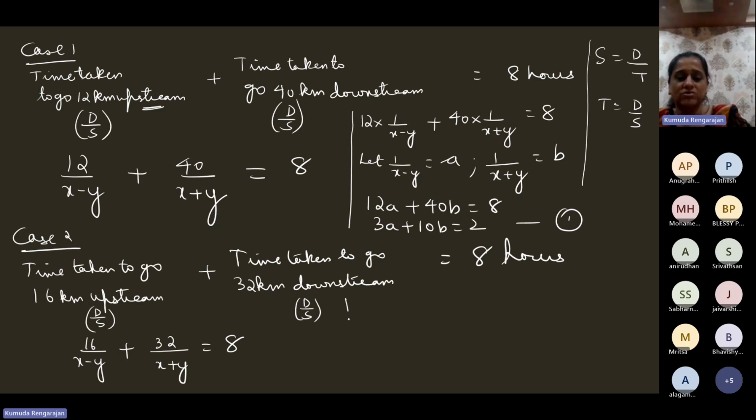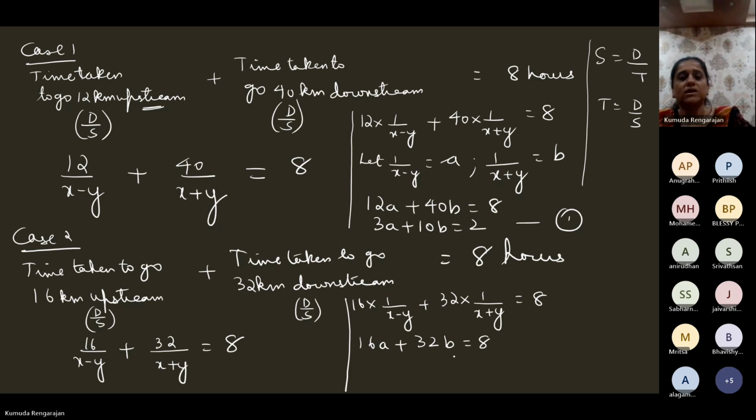In the same way, 16 into 1 by x minus y plus 32 into 1 by x plus y is equal to 8. So 16a plus 32b is equal to 8. 8 is common throughout. Divide by 8 throughout. So 2a plus 4b is equal to 1. This is the second equation. Now we'll have to solve these two equations and find the values of a and b.